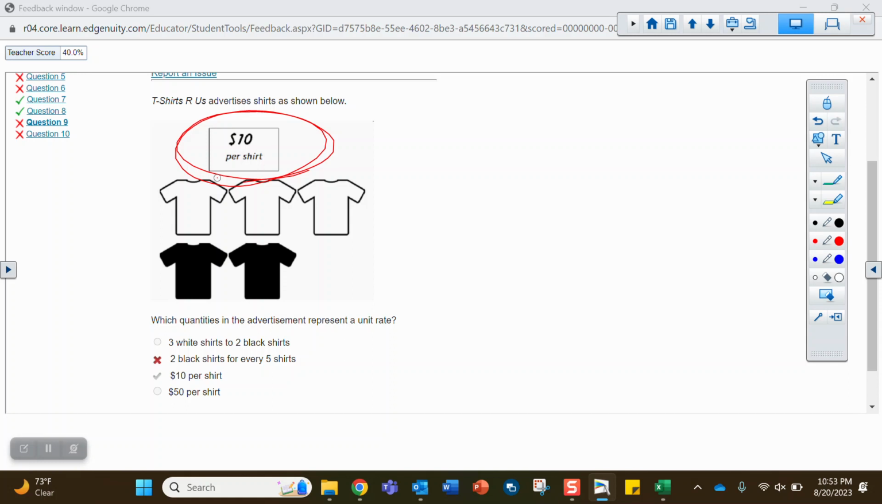But a unit rate is just how much does it cost for one shirt. So that's the little sign at the top, $10 per shirt. Remember, unit rate is how much is it for one, or we want the denominator to be 1 in a ratio. That's kind of a weird advertisement.